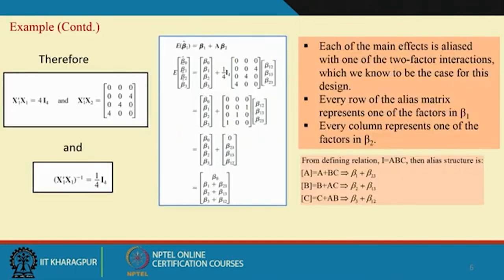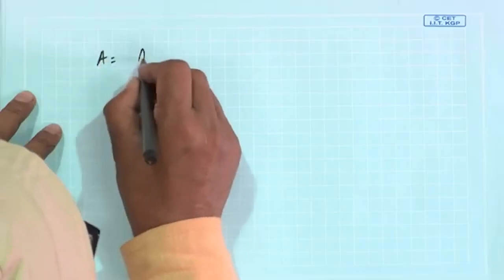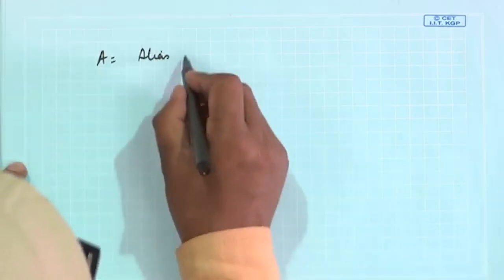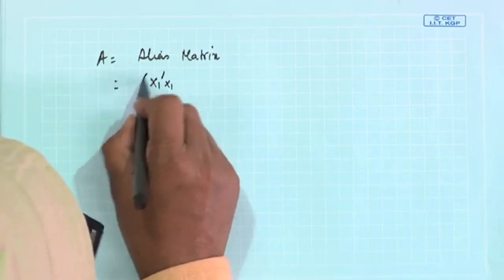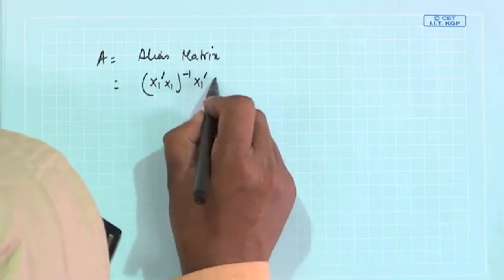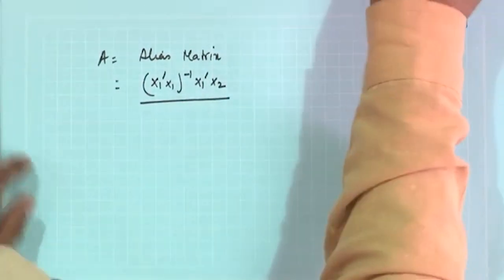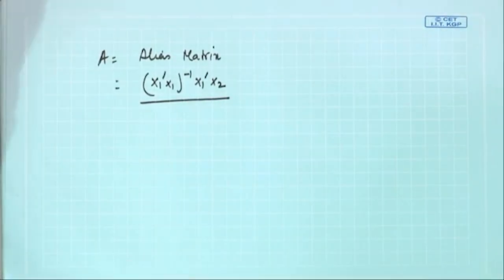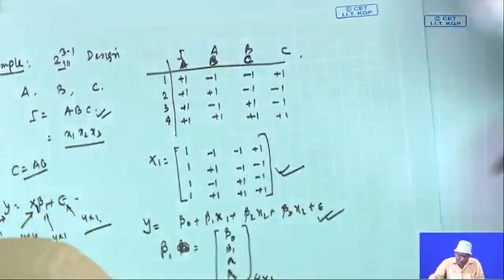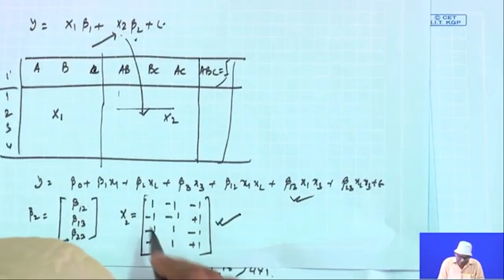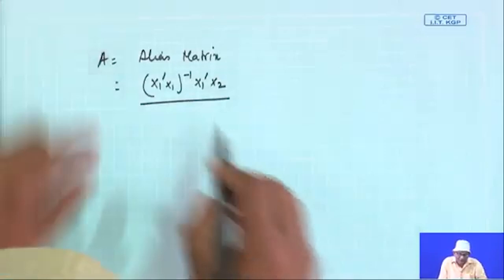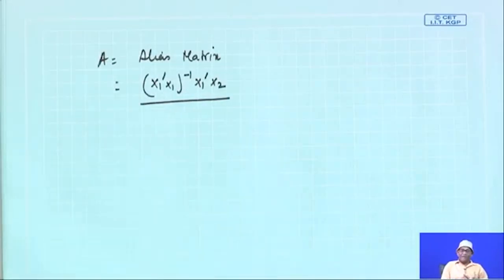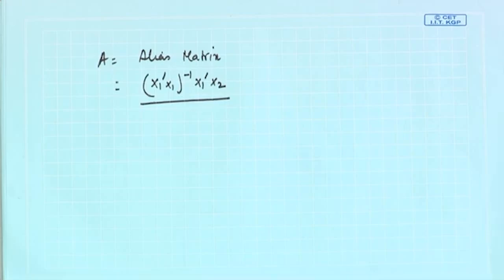What is this alias structure? You all know A is the alias matrix. This one is X1 transpose X1 inverse X1 transpose X2. So, what is your X1? Your X1 is this, what is X2? X2 is this. So, X2 is 4 cross 3, X1 is your 4 cross 4. Now you find out X1 transpose X1 inverse and find out X1 transpose X2, multiply the two.